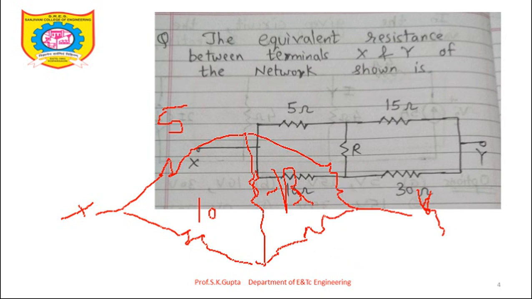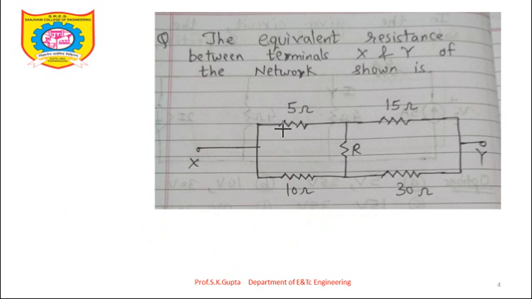So this is also the bridge. Now we will check whether the bridge is balanced or not. Opposite branch resistance, 5 into 30 is 150, and 15 into 10 is again 150. That means the bridge is balanced. That means this resistance has no effect. You can treat this as short circuit.